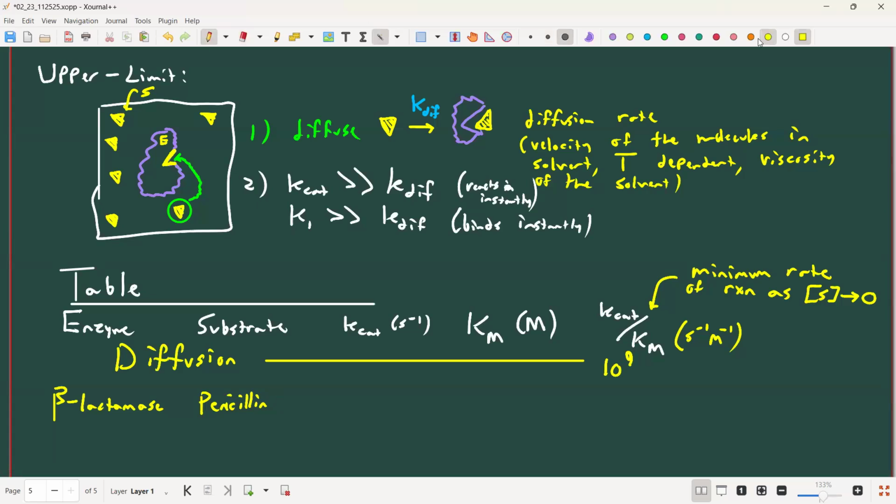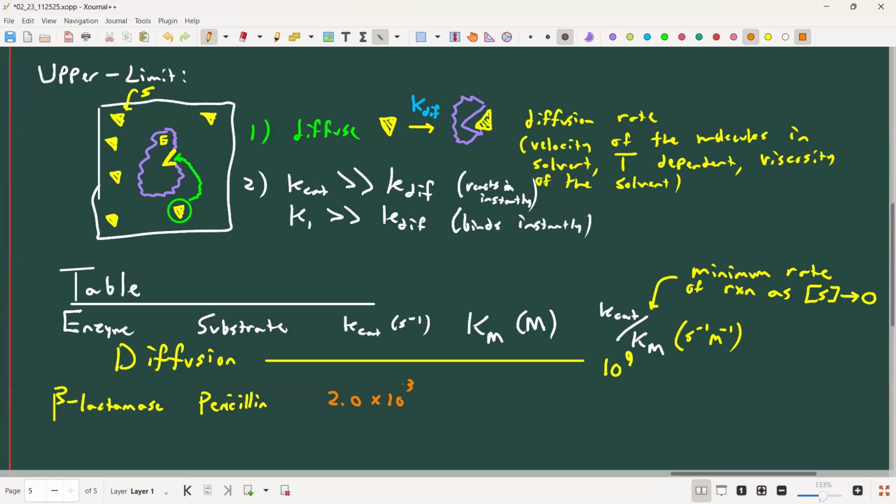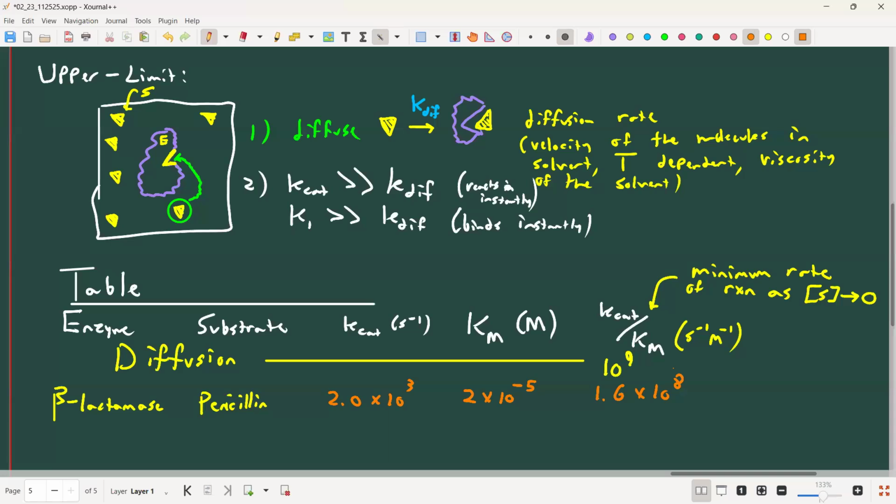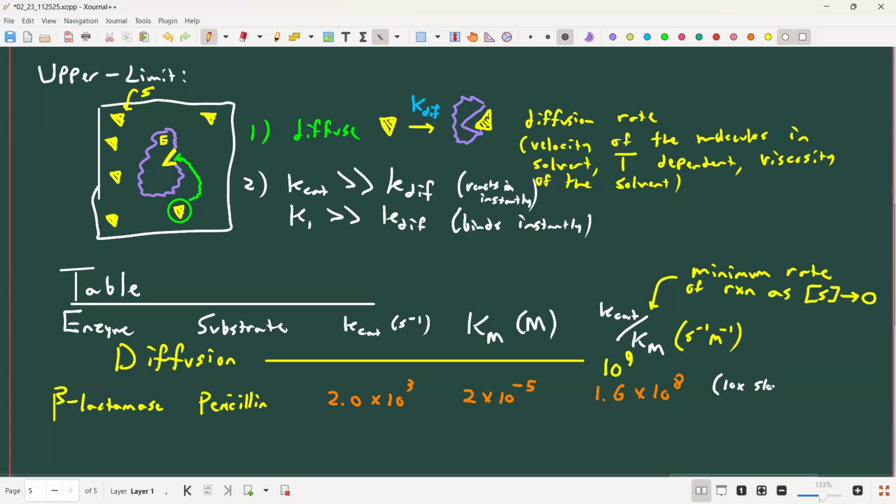And so the rate at which this catalyzes is fairly slow. It's 2.0 times 10 to the 3. So it catalyzes about 2,000 penicillin molecules a second. It binds at 50% at about 20 millimolar concentrations. Right? This is not an amazing efficacy, but as you'll see, the maximum rate is 1.6 times 10 to the 8. Right? It's just an order of magnitude slower than the actual maximum rate. It's 10x slower than max.